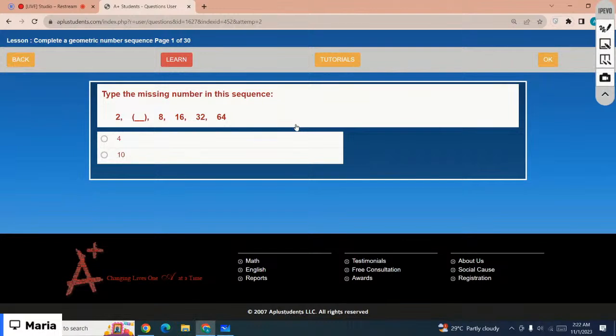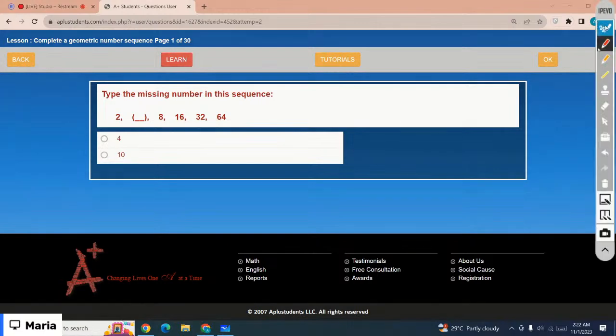First, let's just understand the pattern. Okay, just skip the first two because the second one is missing. So let's see how 8 times 2 is 16, 16 times 2 is 32, and 32 times 2 is 64, right? That means you need to multiply the previous one by 2 to calculate the next one, right? Each next number is the multiple of 2. So that means it will be 2 times 2 and the next one is 4. So the missing number is, very good, that would be 4.